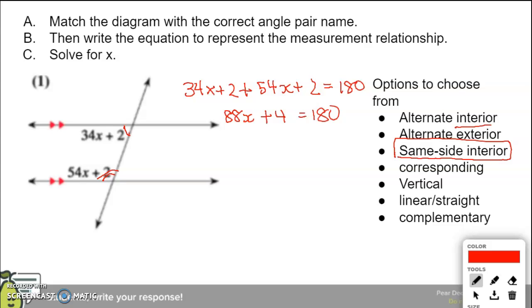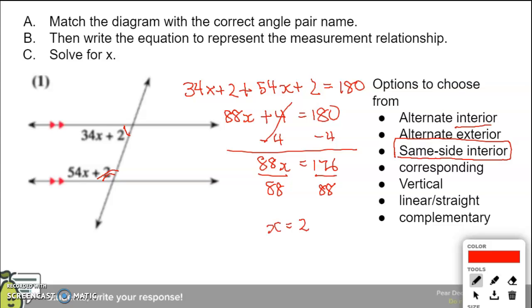Then from here, we can subtract 4 from both sides, which leaves me with 176 on one side and 88x on the other side. Okay, so 88 times x is equal to 176. That means 88 is being multiplied to x. How do we undo multiplying? We divide both sides, and you're left with x is equal to 2. And that's my final answer.